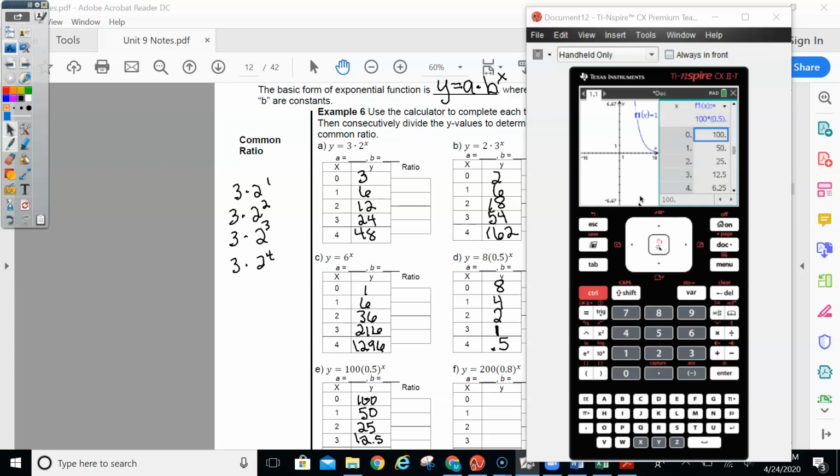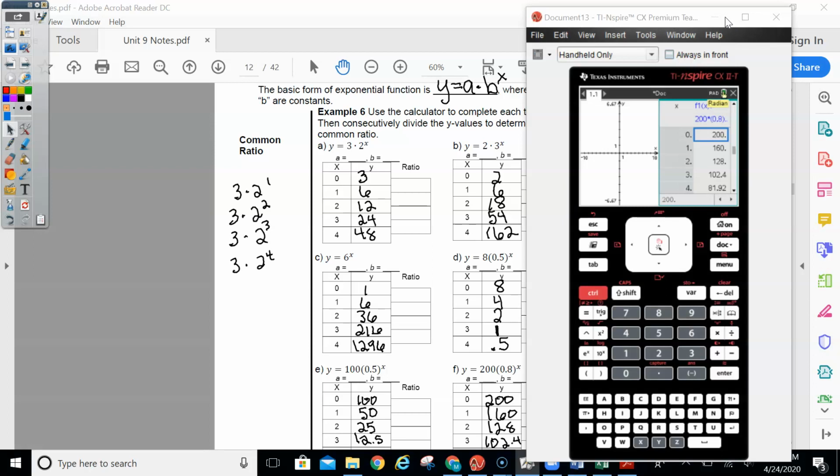Okay, so then the last table here. Actually, I don't want control. Let me see, tab. Okay, and then here is the 200 times 0.8 to the x. So at 0, I need to go to 0. At 0, it's 200. At 1, it's 160. At 2, it's 128. At 3, it's 102.4. And at 4, it's 81.92. I just can't see it here.